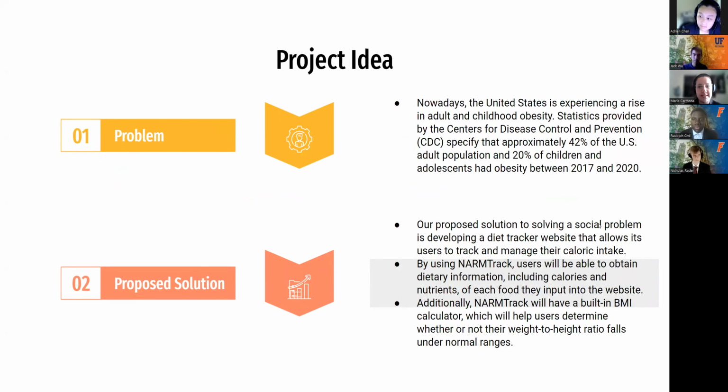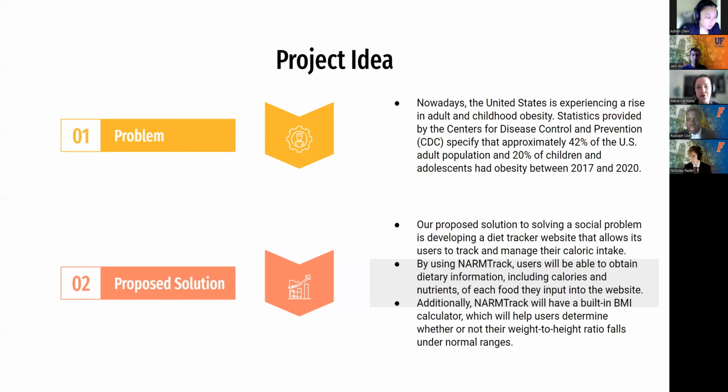So for our project idea, we're focusing on the problem that the United States is currently experiencing, which is a rise in adult and childhood obesity. The statistics provided by the CDC specify that approximately 42% of the US adult population and 20% of children had obesity between 2017 and 2020. Of course, this is a major issue because obesity can lead to other conditions such as type 2 diabetes, stroke, heart disease, and certain types of cancer, which are the leading causes of premature death.